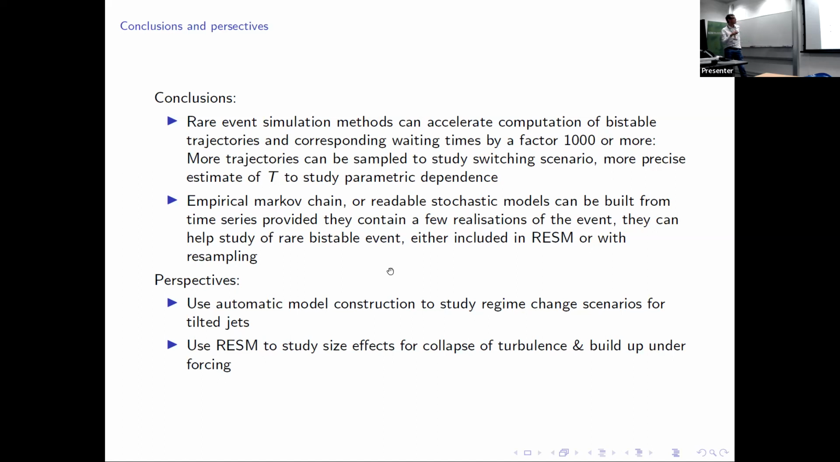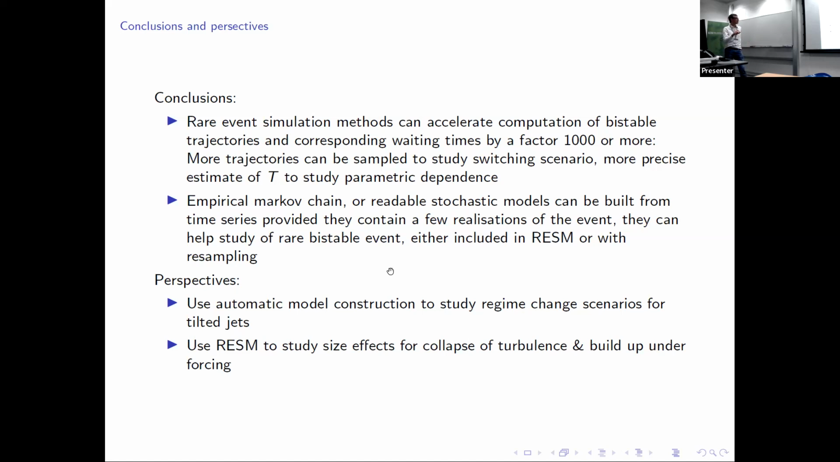So from this larger number of trajectories estimated with smaller biases and lower cost, I can then study the mechanism of the switching scenarios, and have more precise estimates of the mean first passage time to study its parametric dependence on things like Reynolds number, system size, and all these things.